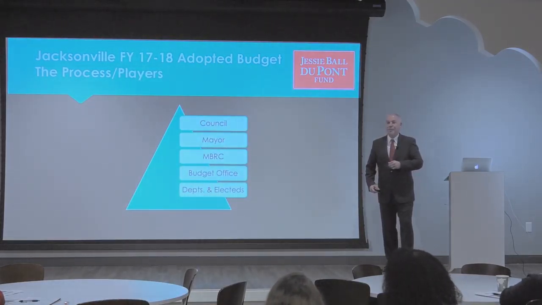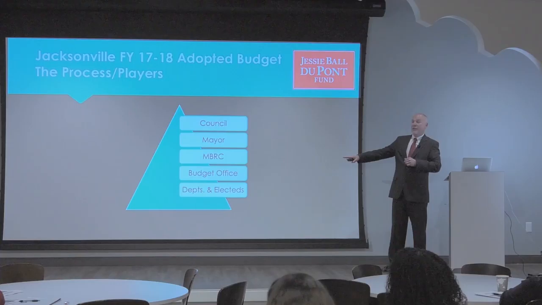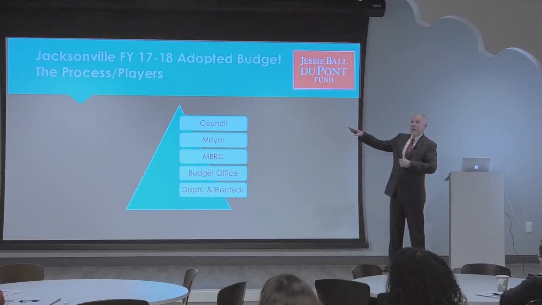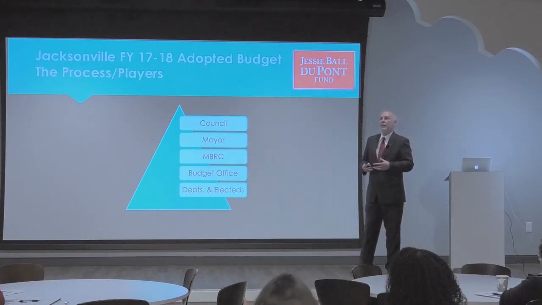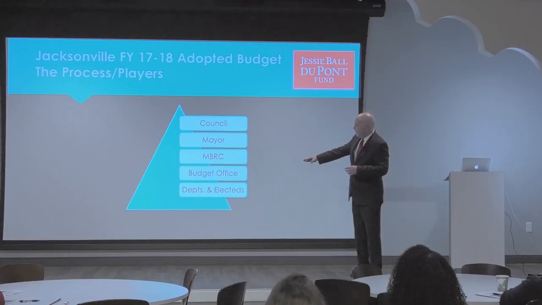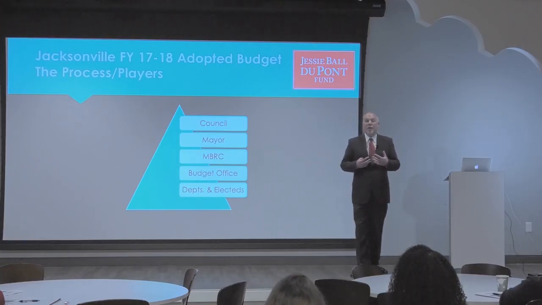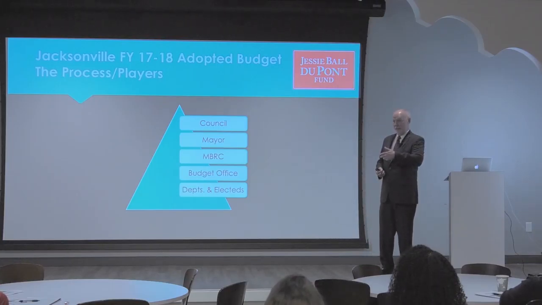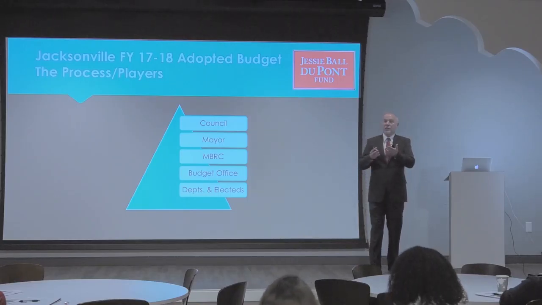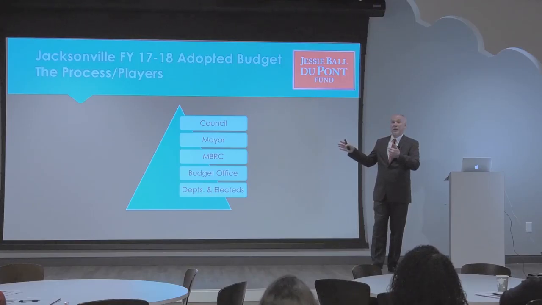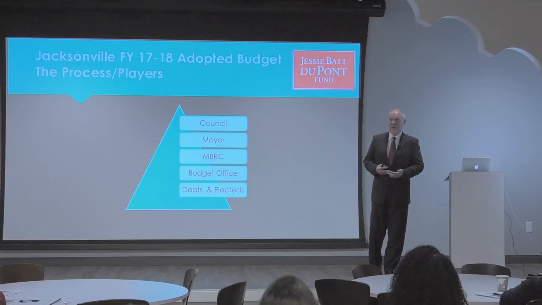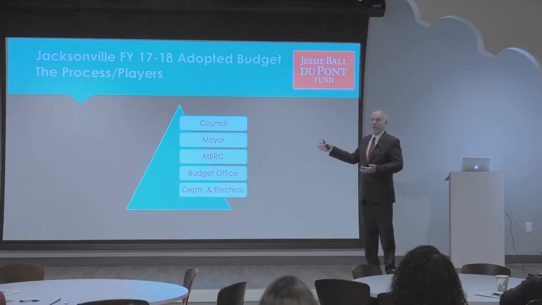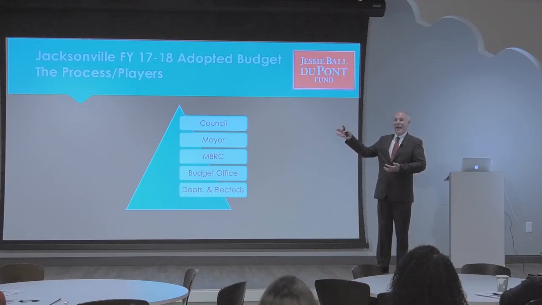Let's look at the players, okay? And so it works its way up. The department heads in the city and the constitutional officers in the city. Budget office, mayor's budget review committee, mayor, and then the council. The way I like to talk about budget making is it goes through a number of steps. If you look at the bottom one there, departments and elected officials come in with budget requests. They're making requests of the executive, in this case the mayor, also the council, on what they want to see in their budgets for their departments. After those requests are made, they come to the mayor's budget office, who formulates recommendations to the mayor. The mayor, after review by his budget review committee, comes up with a budget proposal, which goes finally to the council, and the council enacts or adopts the budget.